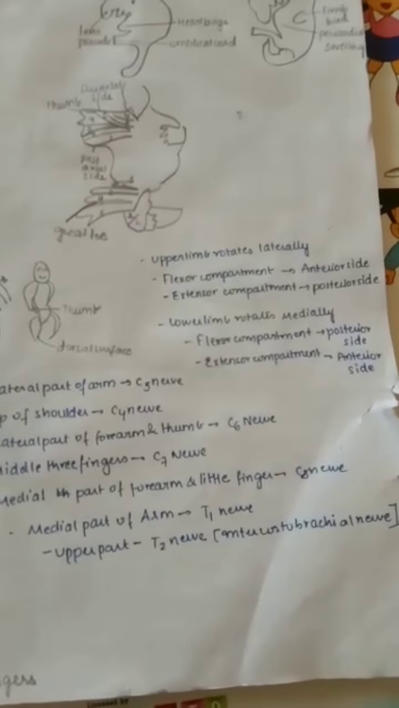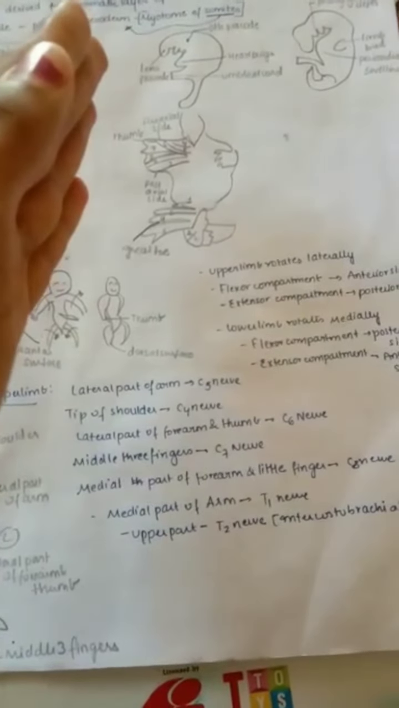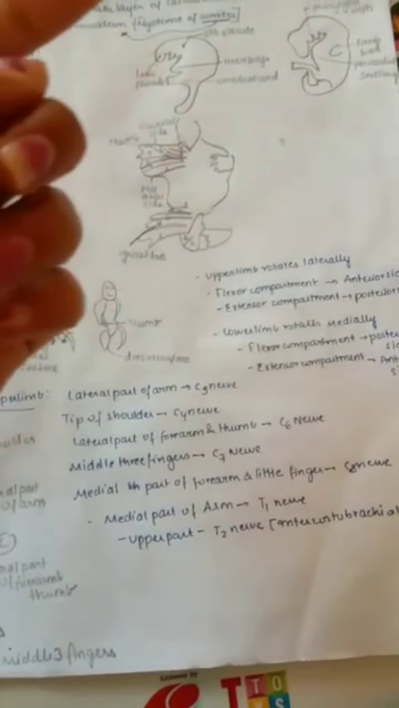And next, upper limb. Now let us learn the rotation of the limb buds. So the upper limb rotates laterally. First you can see this is upper limb bud, then it rotates laterally like this, and so the flexor compartment is on the anterior side. So this is the flexor compartment, and the extensor compartment is on the posterior side. So this is the extensor compartment.